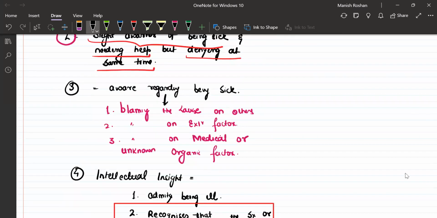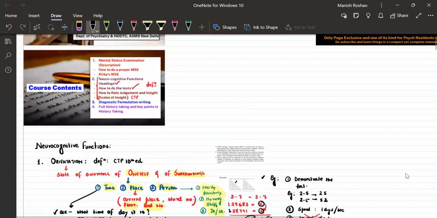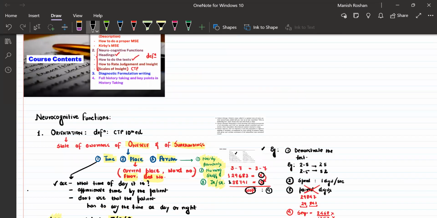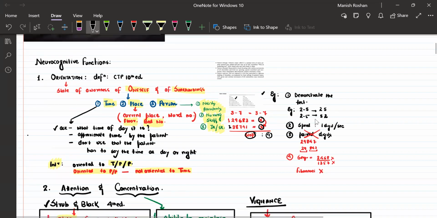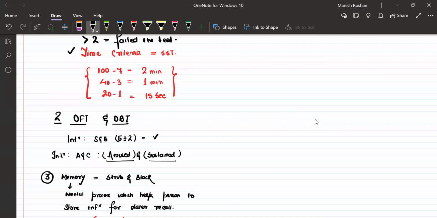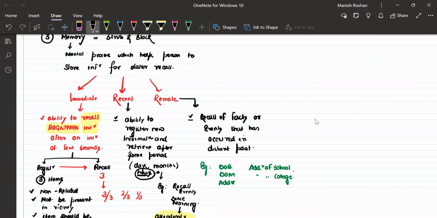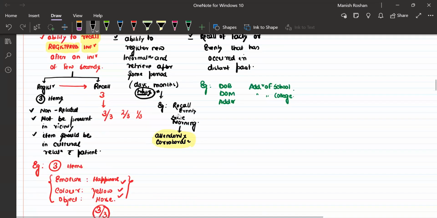So by this, we come to the end of lecture number 1, in which we have completed the neurocognitive functions. We have done the headings, how to do the test, rate the judgment and insight, and the various degrees of insight according to CTP. So just revise. Neurocognitive function includes a number of functions that have to be tested. First is the orientation, followed by attention and concentration, in which we look into the serial subtraction test, digit forward, and digit backward. Next is the memory. Memory is tested under 3 headings: immediate, recent, and remote. Accordingly, we have seen how to test the memory.